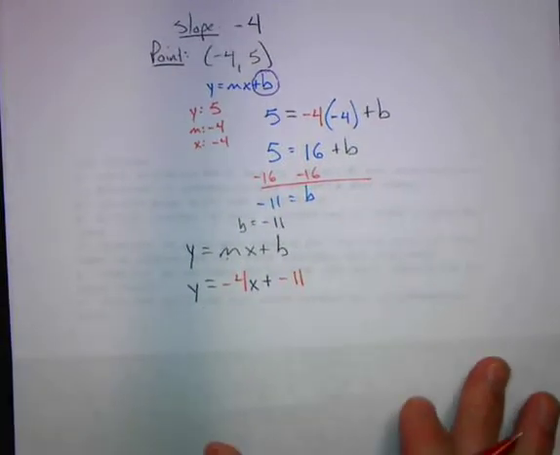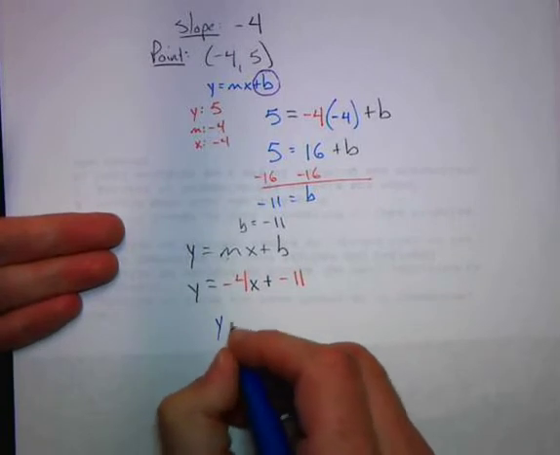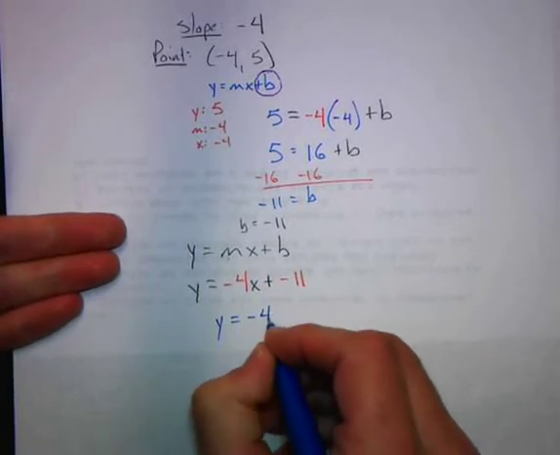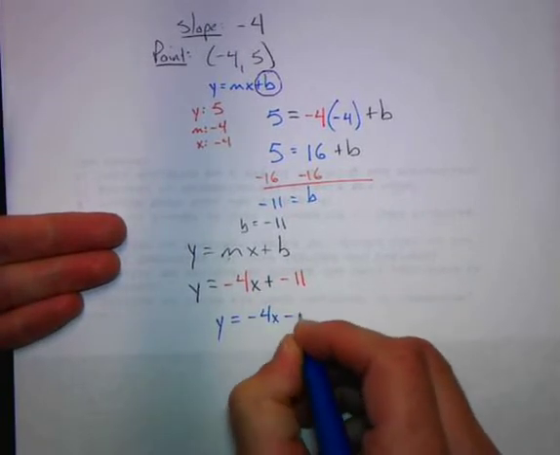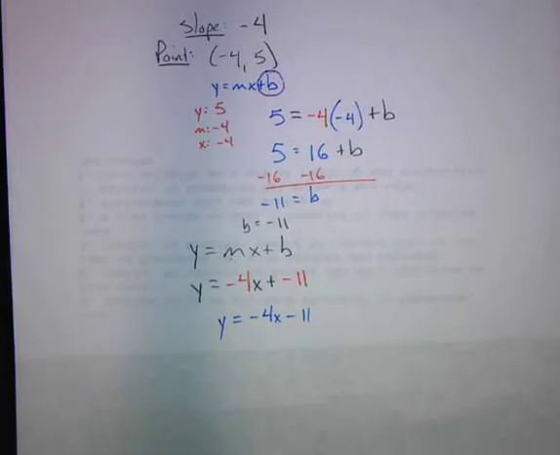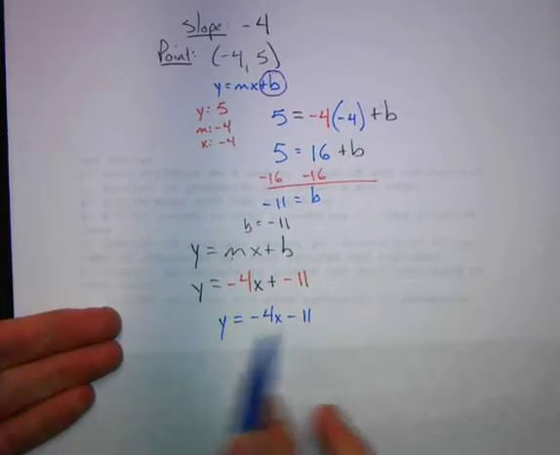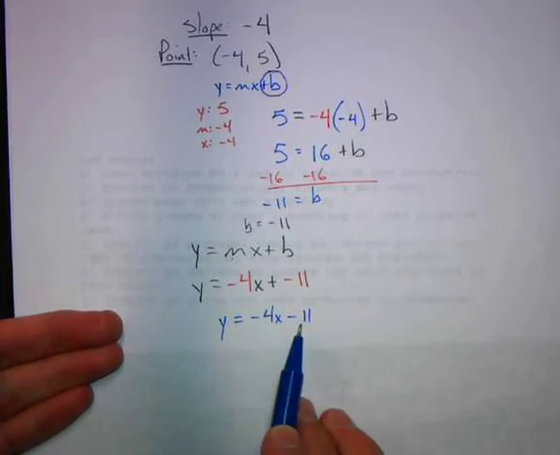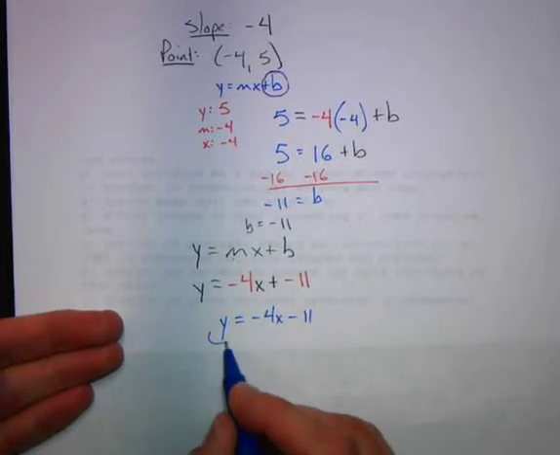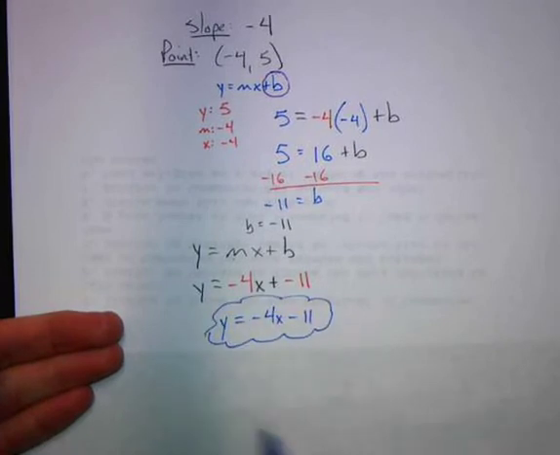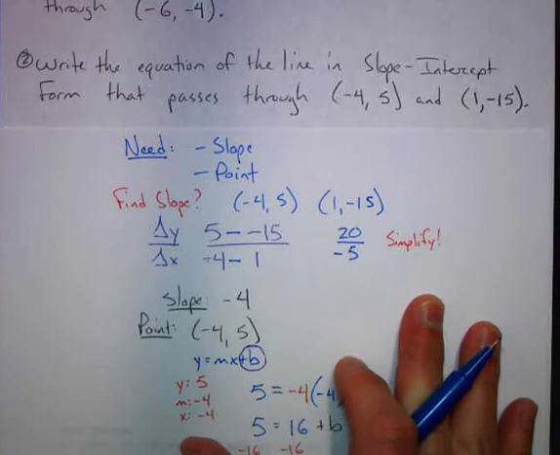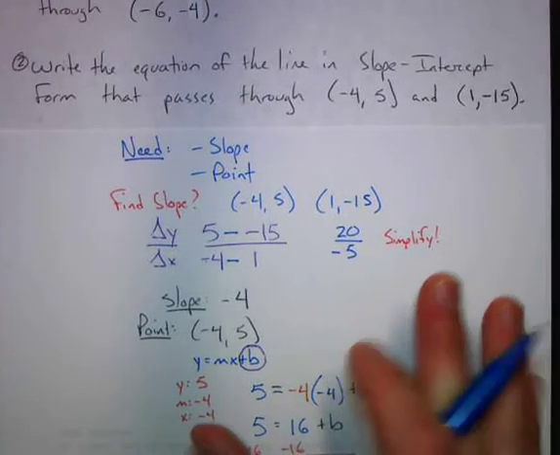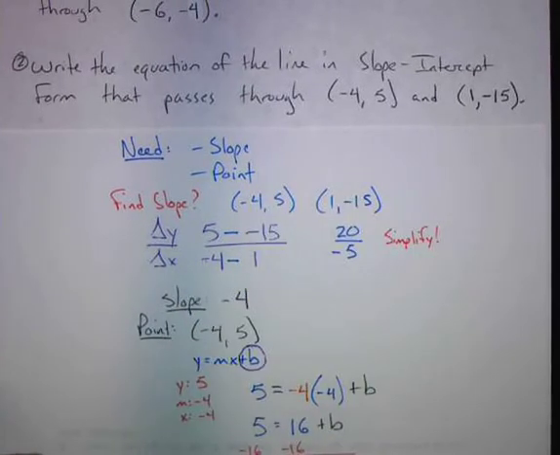So we have y equals negative 4x plus negative 11. All we have to do is clean that up. So we have y equals negative 4x plus minus is minus 11. And there is our equation in slope-intercept form. So we know the slope is negative 4, the y-intercept is negative 11. This is the equation of the line in slope-intercept form that passes through negative 4, 5, and 1, negative 15. So we were able to find out that way.